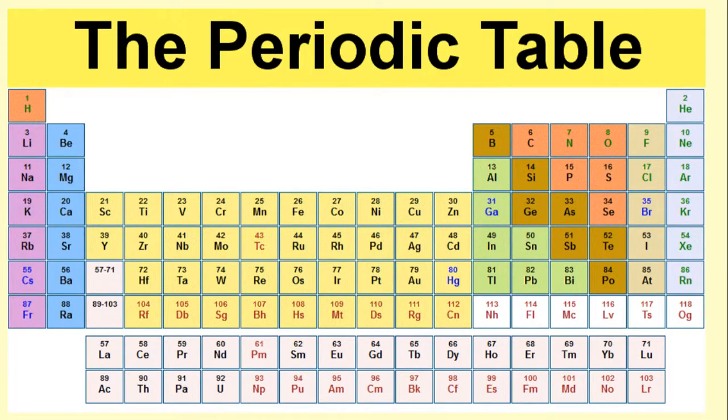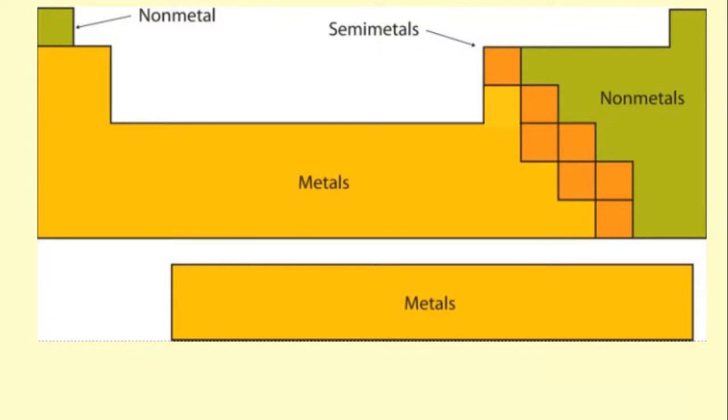So first of all, here's our periodic table. You should have one of these stuck in your book. The periodic table, as we said from Key Stage 3, contains all our known elements. Now, based on where an element is in the periodic table, we can see whether it's a metal or non-metal. The periodic table is organized in increasing atomic number.